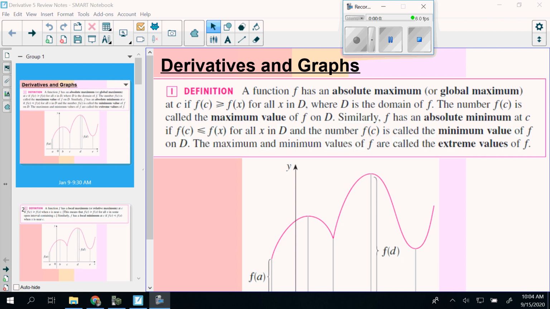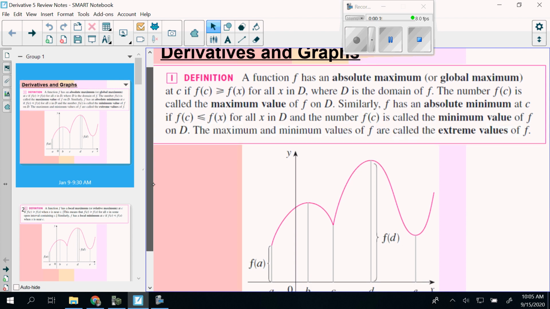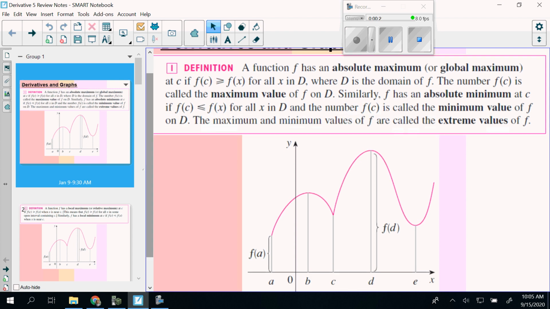Today we're going to look at derivatives and graphs. A function has an absolute maximum, also called a global maximum, at a point c if f of c is greater than f of x for all x in D, where D is the domain. So what that's saying is if f of c is a bigger value than all the other f of x's in the whole graph, then that's your absolute or global maximum.